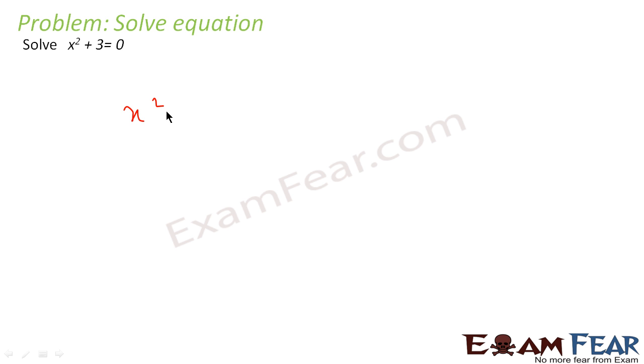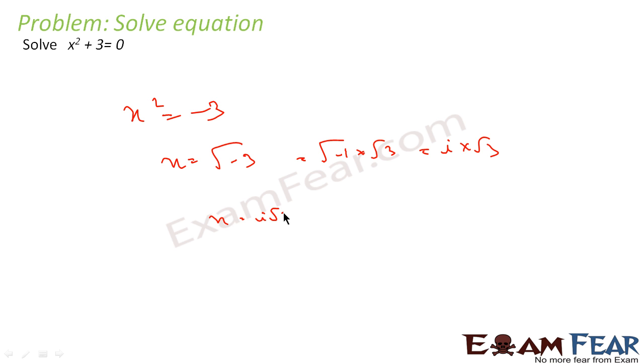x square plus 3 is equal to 0, x square is equal to minus 3, or x is equal to root of minus 3. So root of minus 3 is equal to root of minus 1 into root of 3, and root of minus 1 is equal to i. So x is equal to i root 3. This is the answer, and this is a complex number because this is the imaginary part.